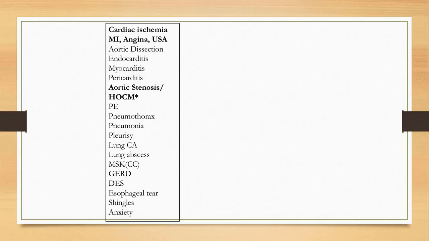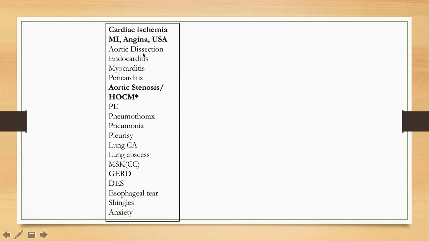There will be a lot of compare and contrast here in the next few slides. There is going to be some repetition, so I'm sorry about that, but please bear with me. Hopefully this will be of value to you. First we'll compare and contrast cardiac ischemia and aortic stenosis, or HOCM, hypertrophic obstructive cardiomyopathy. We know that both of these disease categories have very similar features.